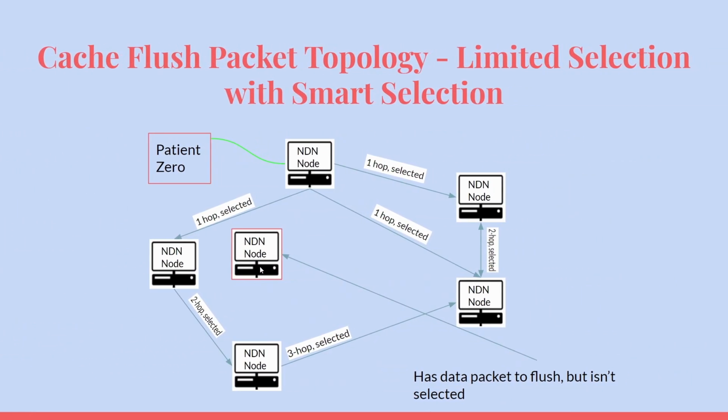The next case is limited selection with smart selection. Patient 0 node propagates to all nodes it knows. However, henceforth, the nodes will use smart selection to properly push the packets. As we can see in the middle, the node has a data packet that it needs to flush. However, it isn't contacted. Thus, in this scenario, it is unaffected.